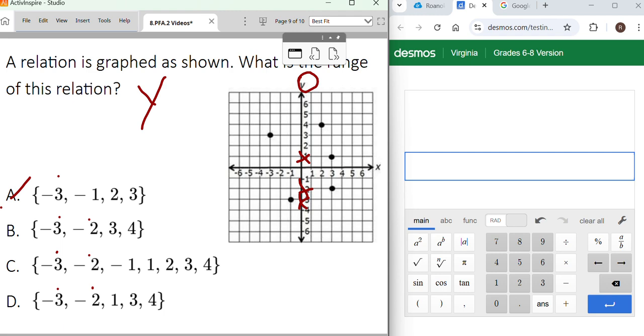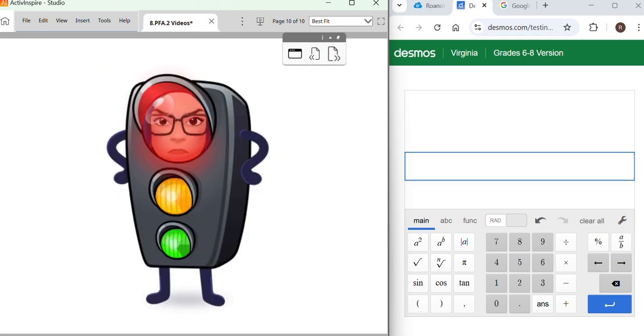Okay, we have a 1 here. And then the next one is a 3, so I'm going to look for a 3, found it, and the last one is a 4. So that means the only one with all of the points is D. And that's the end of that section.